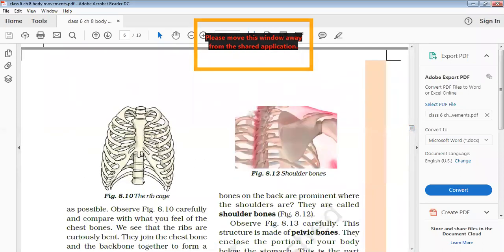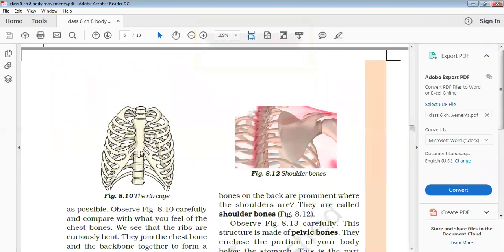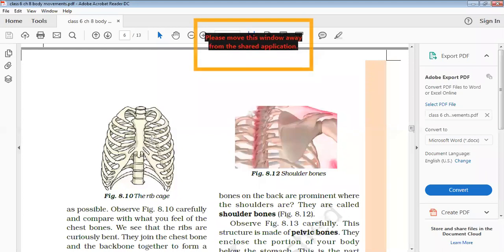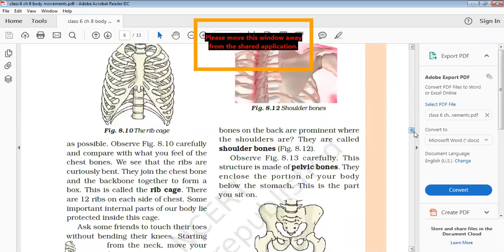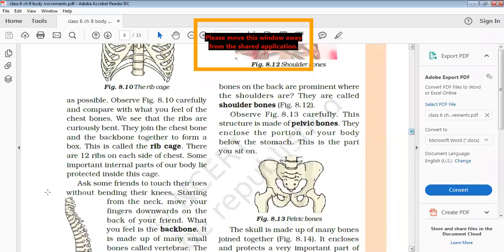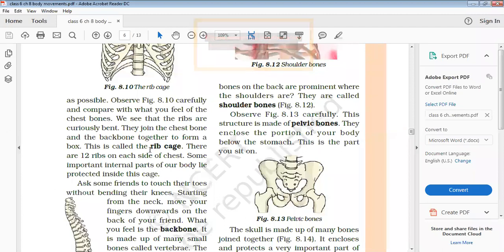Rib cage: you can take a deep breath and hold your breath. You can feel your chest bones. There is a cage-like structure on your chest which protects your lungs and heart, and the rib cage is attached with the backbone. The cage-like structure, along with your backbone, forms a box. This is known as the rib cage. They join the chest bone and the backbone together. There are 12 ribs on each side of the chest. Some important internal parts of our body lie protected inside this cage.